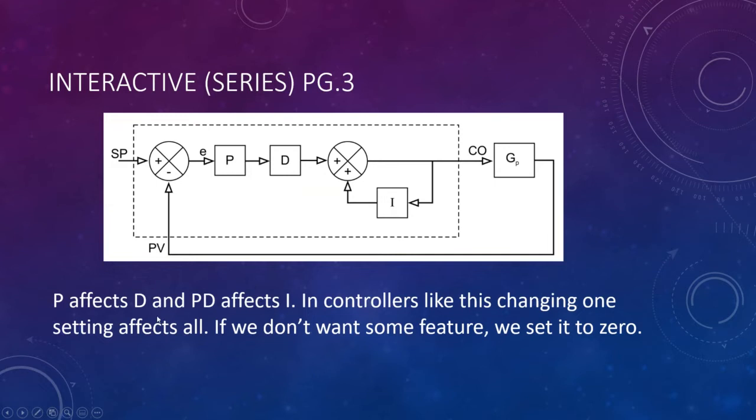In controllers like this one, changing one setting affects all of them. If we don't want some feature, we set it to zero, just like we did in the lab. We turned off our integral and derivative by setting their values down to zero. So this is interacting. Pay attention to the block diagrams. There's a block diagram for each one of the three that we're going to look at.